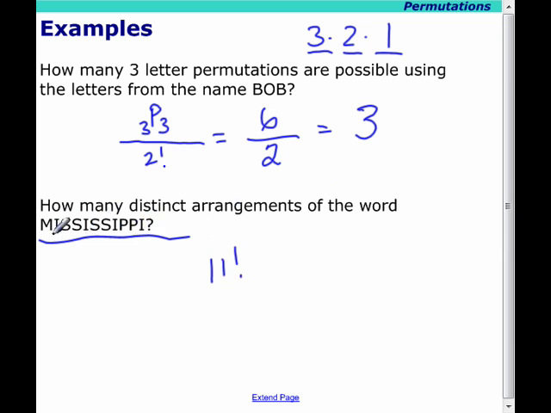Notice I'm not picking some from there. I'm just rearranging all of them, like I did with Bob. 11 factorial. Now I have to divide that by the repeaters. M, there's only one. Okay, now i's: 1, 2, 3, there's 4 i's. So I'd have to divide this by 4 factorial. Oh, and there's 4 s's. So I have to divide it by another 4 factorial for the s's. Is that it? Oh no, there's 2 p's. So divided by another 2 factorial for the p's. So that would give me the total number of arrangements using all of those letters of the word Mississippi.